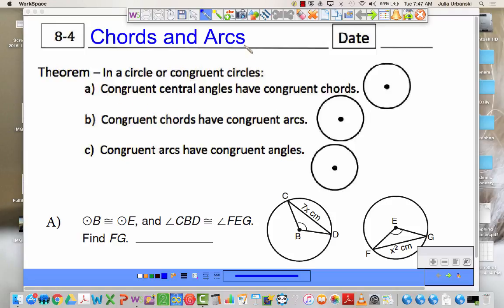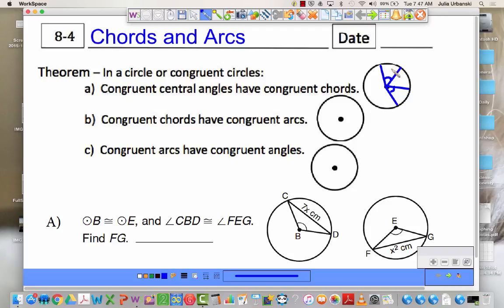If you have two congruent central angles, let me draw that. Here is a central angle. The central angle is an angle where the vertex is right on the center. And then here's another one. Okay, so what they're going to say is that if those two angles are equal to each other, then a bunch of other pieces are equal to each other.